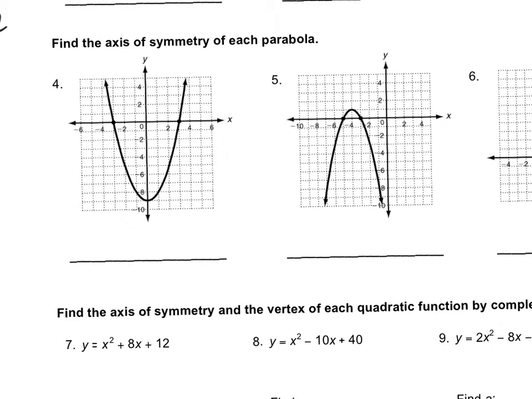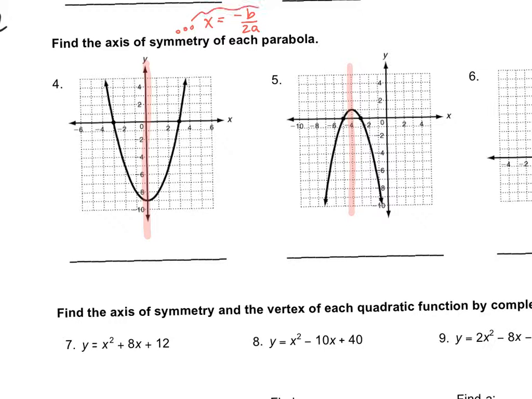The axis of symmetry is the vertical line that separates the parabola into symmetrical parts. So please remember, very, very important, the axis of symmetry is a line. It is a vertical line. And what is the equation of a vertical line always? The axis of symmetry formula is x equals -b over 2a.